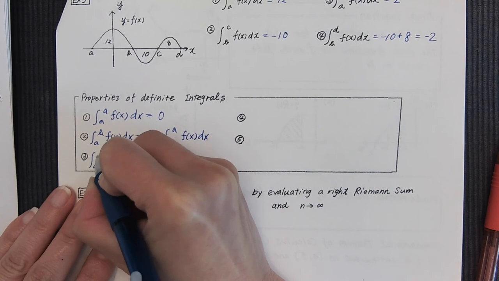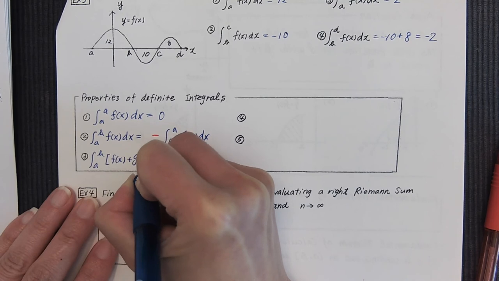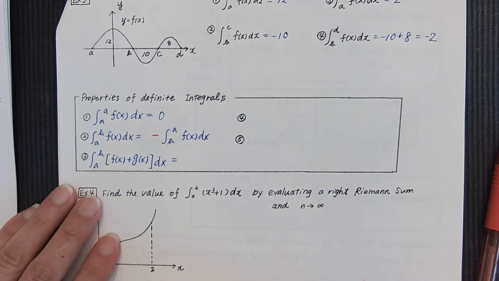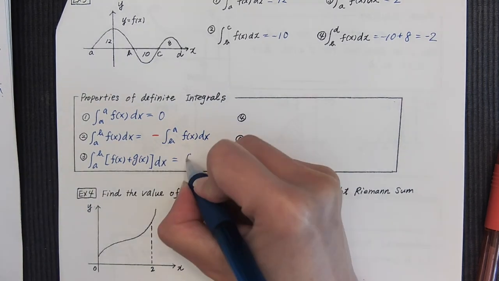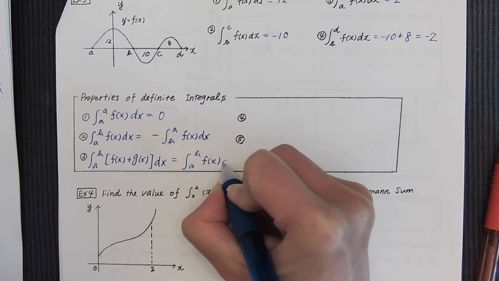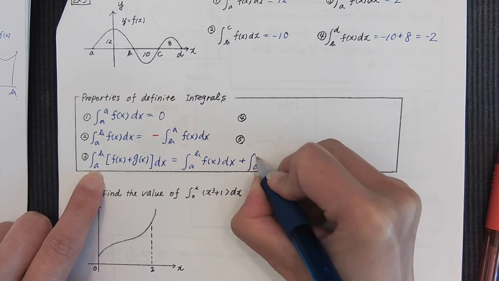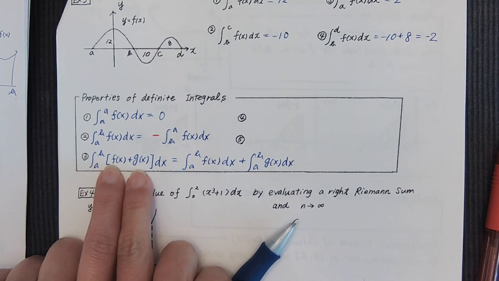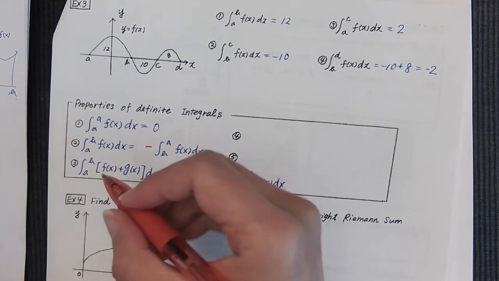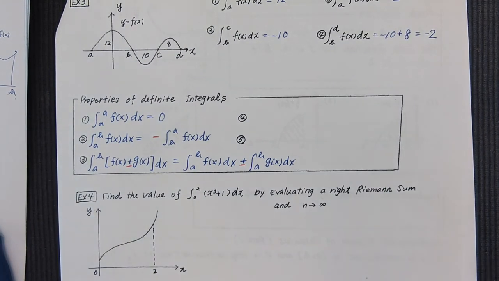Now, from a to b, you have two functions: f of x plus g of x, dx. Although there are two functions, the integral is from a to b, and we are able to separate it into the integral of f of x dx from a to b plus the integral of g of x dx from a to b. If you have a plus or minus sign between the functions, you can make two different integrals, two different areas, and you can put them together.